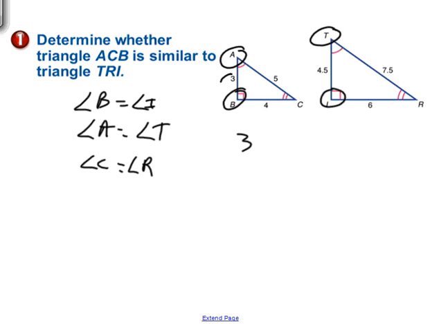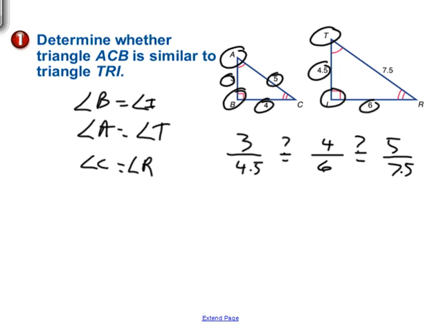Let's say 3 is to 4.5. And we're questioning whether that is equal to 4 compared to 6. And is that equal to 5 compared to 7.5? I'm going to actually work through these fractions on my calculator here. 3 divided by 4.5 equals 18.28. Sorry, let me check that one again. That doesn't sound right.